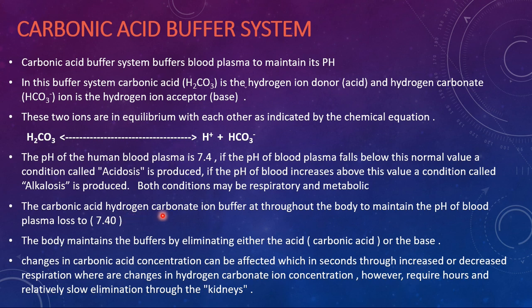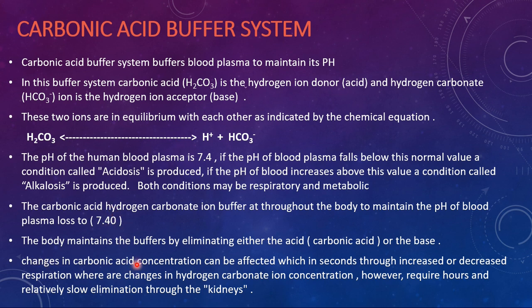The carbonic acid hydrogen carbonate ion buffer works throughout the body to maintain the pH of plasma at 7.4. The body maintains the buffers by eliminating either the acid or the base. That means if it is acidosis, it is going to add the alkali, that is a weak base. If it is alkalosis, it is going to add the protons. So removing the protons, adding the protons, that's how it maintains the pH at a constant 7.4.